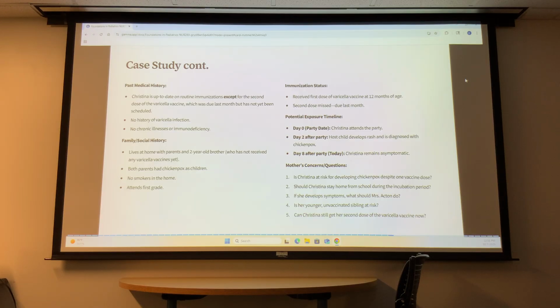The exposure timeline: day 0 was the day of the party. She attended the party. 2 days after, the host child developed the rash and was diagnosed with chickenpox. And 8 days after the party, Christina remains asymptomatic. The mother's concerns and questions are as follows. Is Christina at risk for developing chickenpox despite 1 vaccine dose?